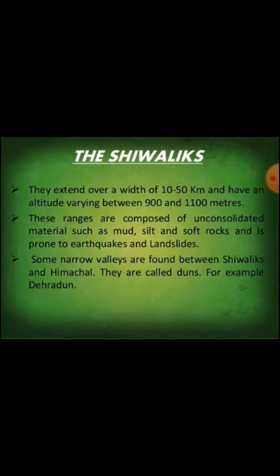The Shivaliks extend with a width of 10 to 50 kilometers and have an altitude varying between 900 to 1,100 meters. These ranges are composed of unconsolidated materials such as mud, silt and soft rocks, and are prone to earthquakes and landslides as this material is not stiff. With a little tremor or little activity, they tend to fall like a landslide.